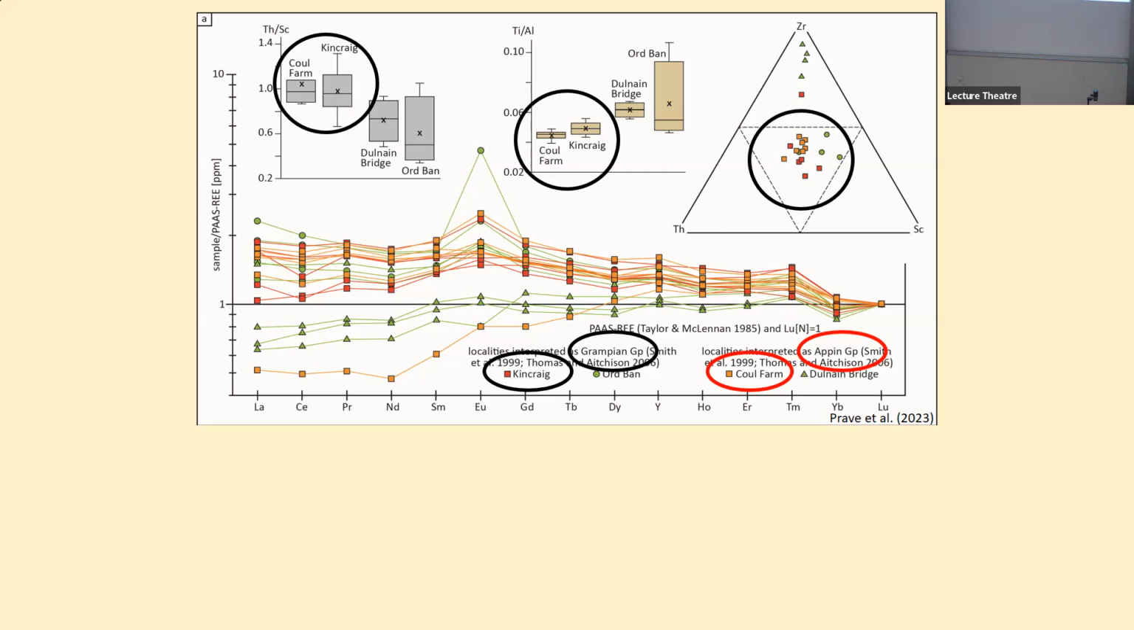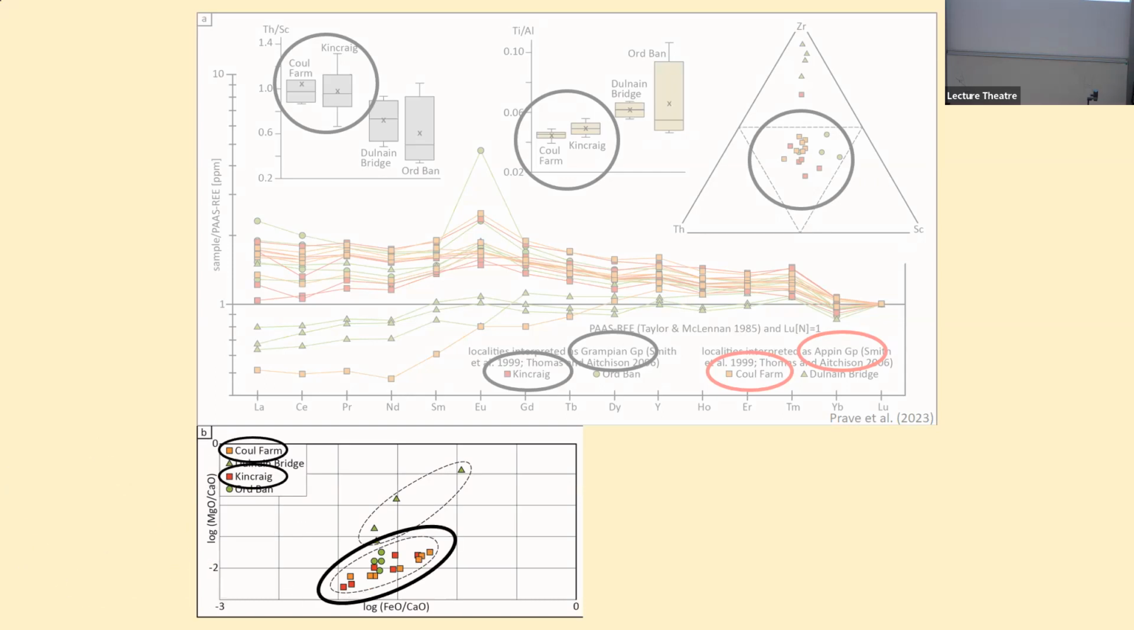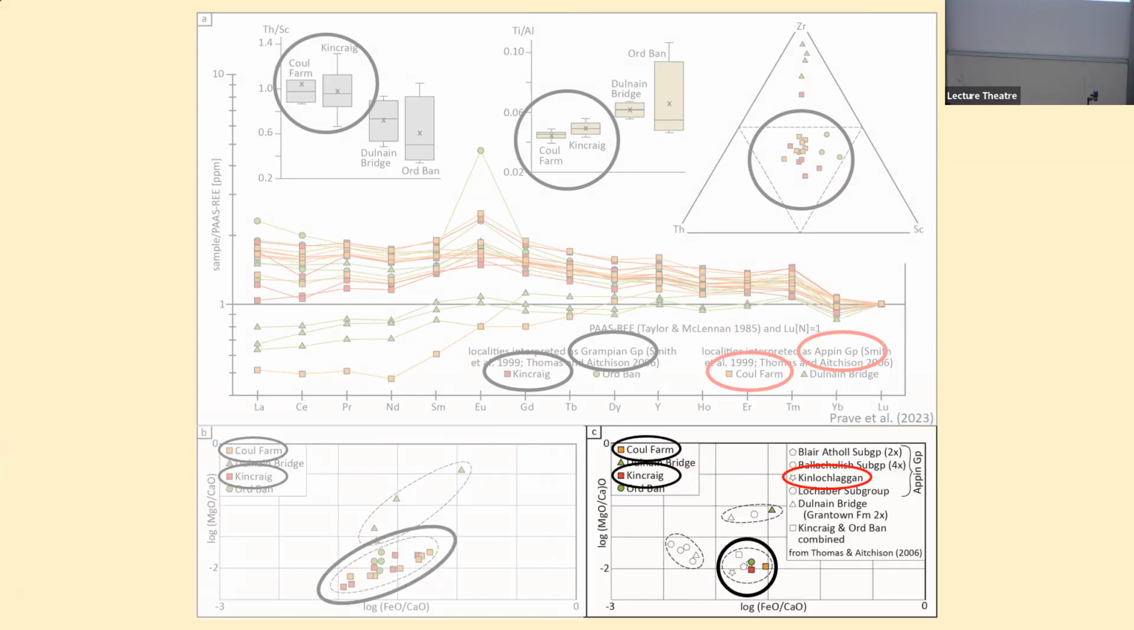So I did that, or I and my colleagues did that. There are the log plots of the iron, calcium, and magnesium oxides. Cool Farm and Kincraig plot together. And if we then compare them to the Kinloch-Login data, they plot together. So either the geochemistry is not useful in discriminating these particular limestone units, or perhaps they have been miscorrelated.